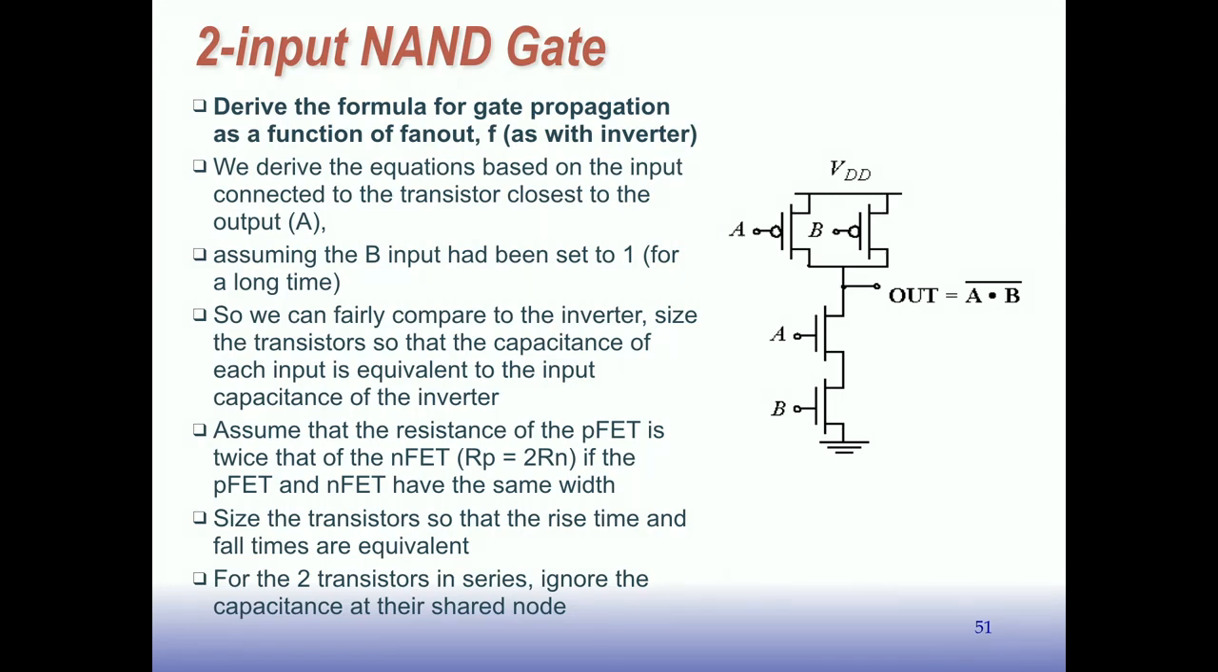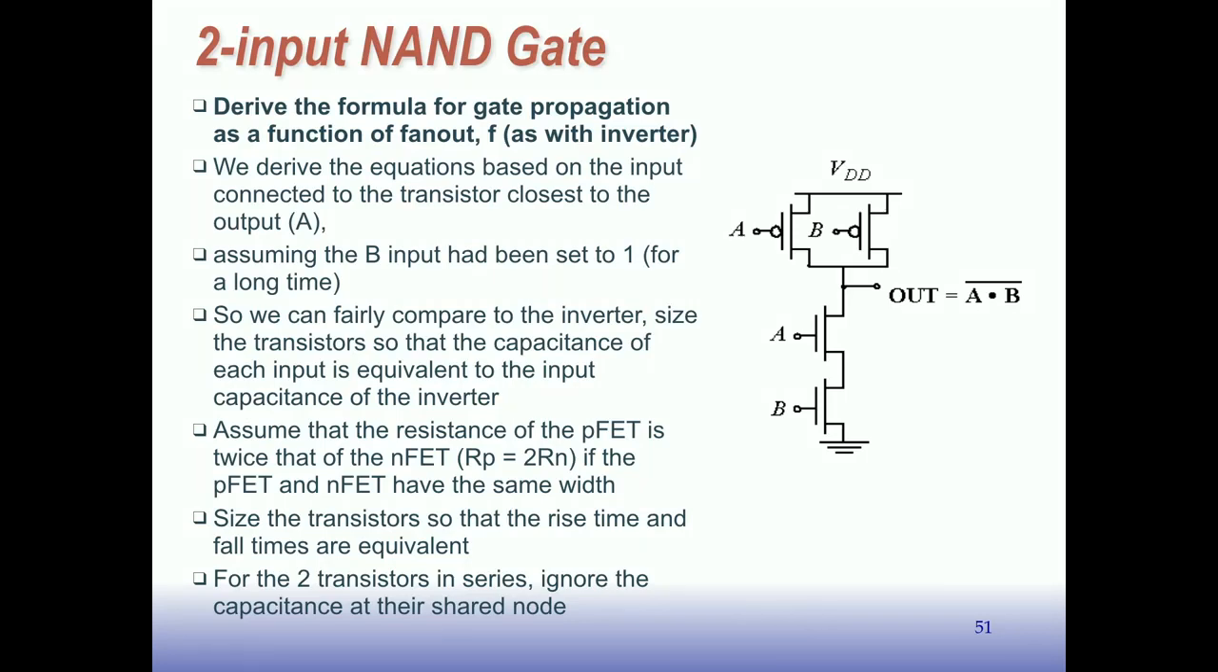So we're going to derive the equations based on the input connected to the transistor closest to the output here. So for input A. There's a slight variation depending on which input you choose. We're going to assume that B is set to a 1. It's been at a 1 for a long time. Okay, so that means this node here is at ground. So it's going to eliminate the need to worry about discharging that internal node. This internal node has some capacitance on it, but all I'm saying is we're going to forget about that now. We're going to forget about this internal capacitance.